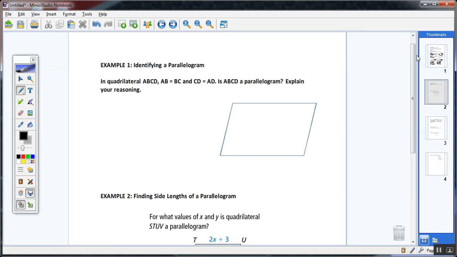Label your vertices as follows in order: A, B, C, and D. It says in quadrilateral ABCD, what's true? AB is equal to what? So if I put a tick mark at AB, I better put a tick mark where? And what else? CD is equal to what?